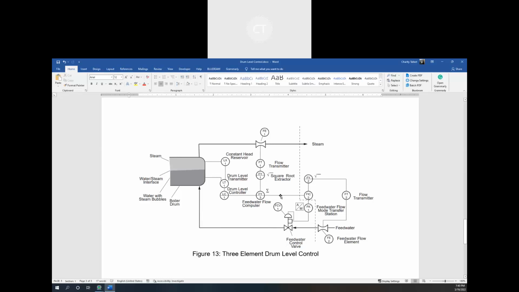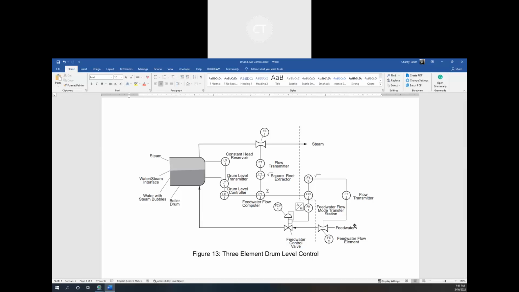But we also have this flow transmitter, which is connected to this computer. And then this flow transmitter is connected to your feed water flow element. So now the steam flow rate is measured and used as a set point for the feed water flow controller. Depending on this, we have our set point. The feed water flow controller produces the necessary corrective signal to maintain our feed water flow at its set point by the adjustment of the feed water control valve.